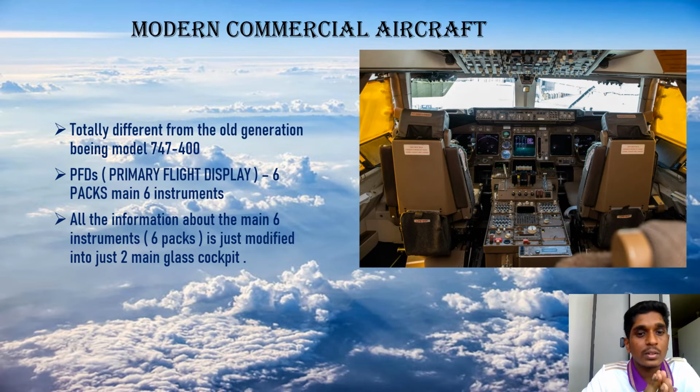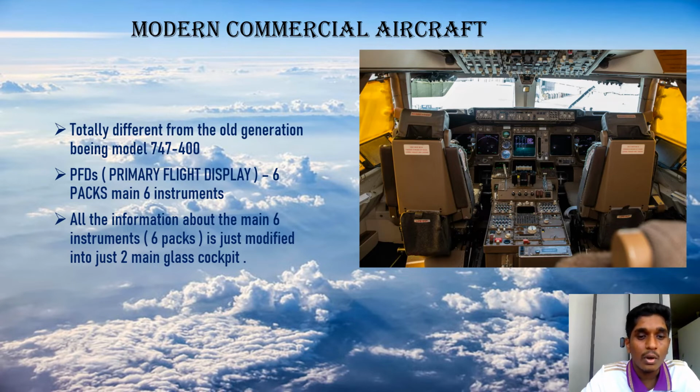As you can see, the old generation aircraft Boeing model 747-400 has everything on an analog system, which doesn't have any digital display to compress everything into one. The second one, PFDs, which is known as Primary Flight Display, the six-pack and main six instruments. As you can see, the analog system consists of six main systems, as I explained before: altimeter, altitude, and max speed, everything shown in the analog system. But in this new modern commercial aircraft, everything will be shown in the digital cockpit in front of the pilot.